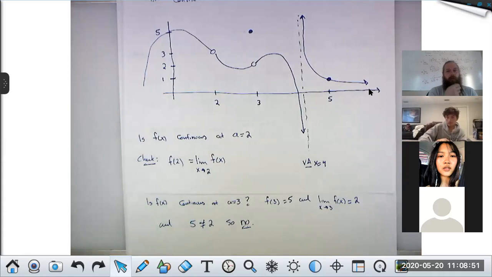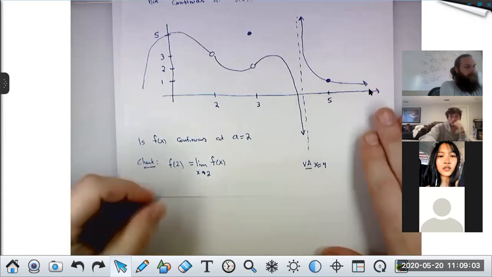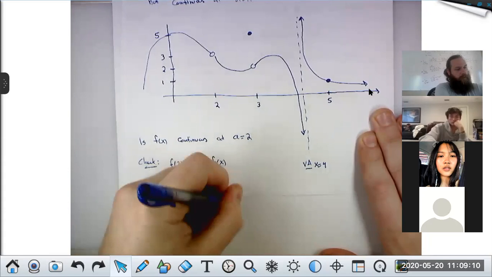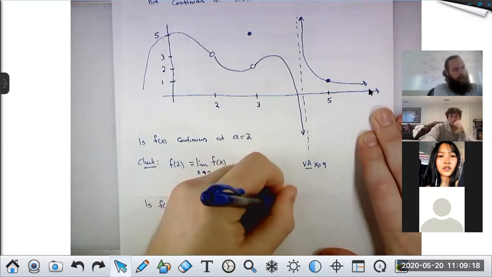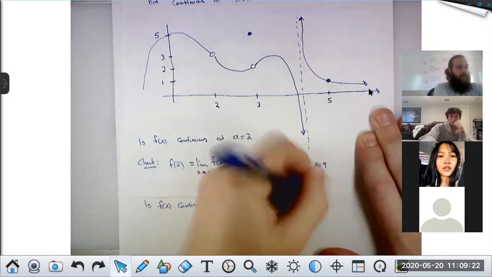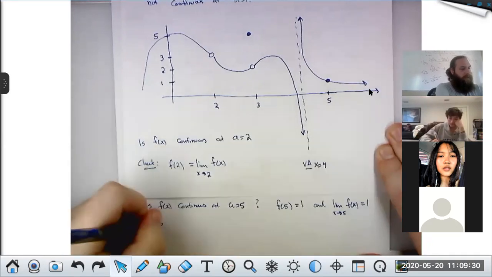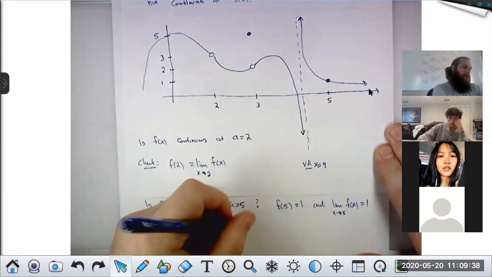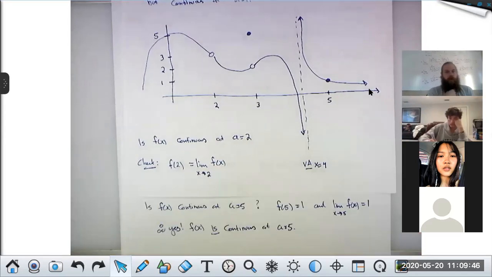What about at 5? It is continuous? Yeah, no problems there. F of 5 is 1. And the limit as x approaches 5 of f of x is 1. At a equals 5. So this is kind of the picture.